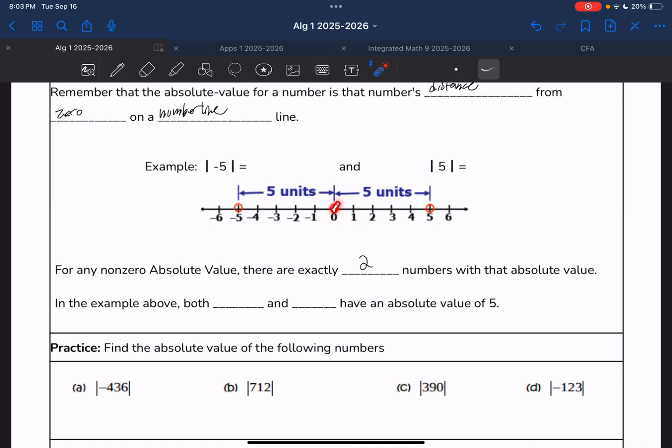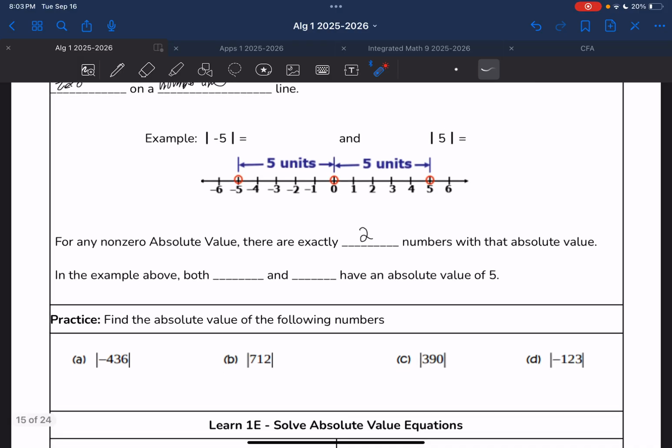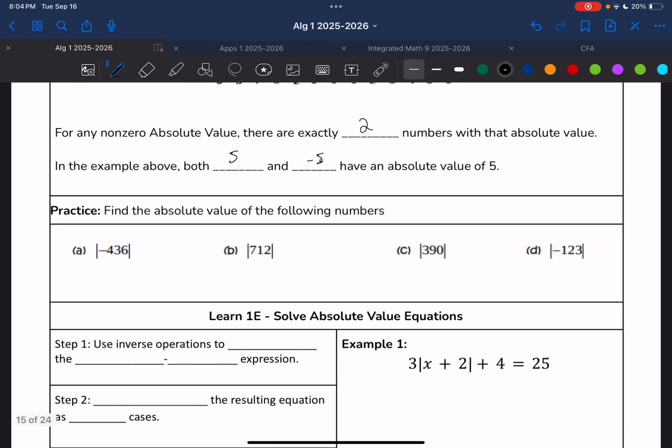If we start at 5, we can either move 5 to the right and get to 5, or we can move 5 to the left and get to -5. So -5 and 5 both have an absolute value of 5, right? They're both 5 from 0. So in the example above, both 5 and -5 have an absolute value of 5.